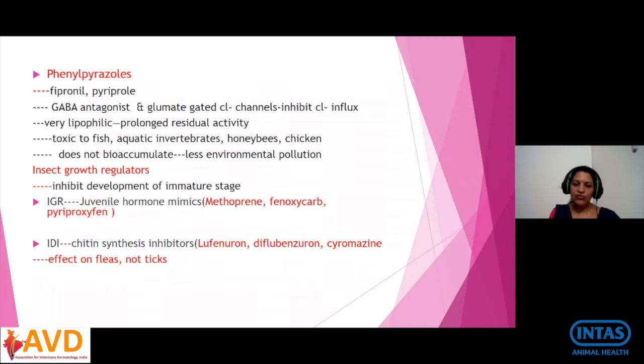And insect developmental inhibitors inhibit chitin synthesis. Chitin is important in the exoskeleton of the different stages, so inhibiting chitin synthesis prevents the development of different stages. That involves lufenuron, diflubenzuron, and cyromazine. This will have more effect on fleas, which undergo complete metamorphosis, but not in the case of ticks, which do not have a complete metamorphosis stage.